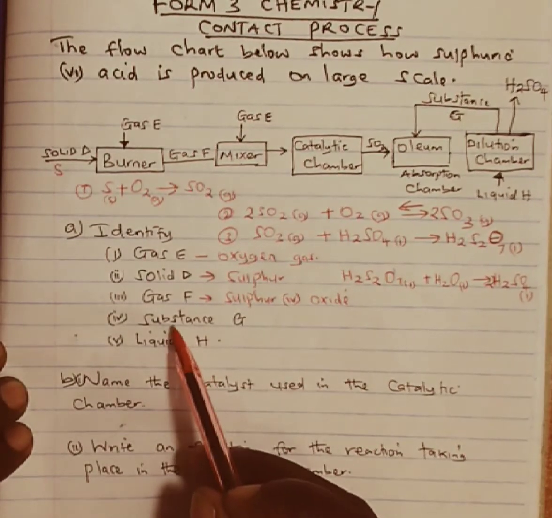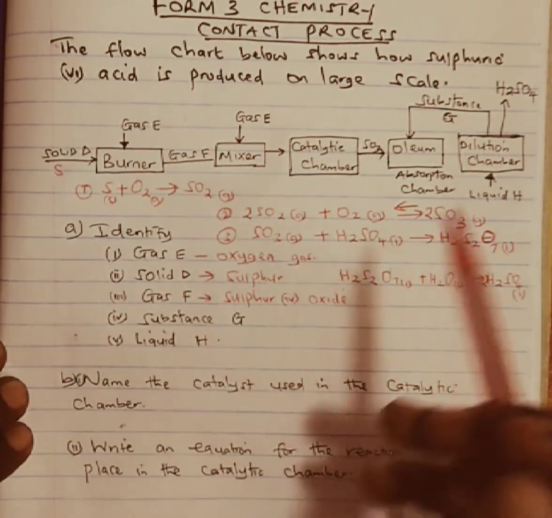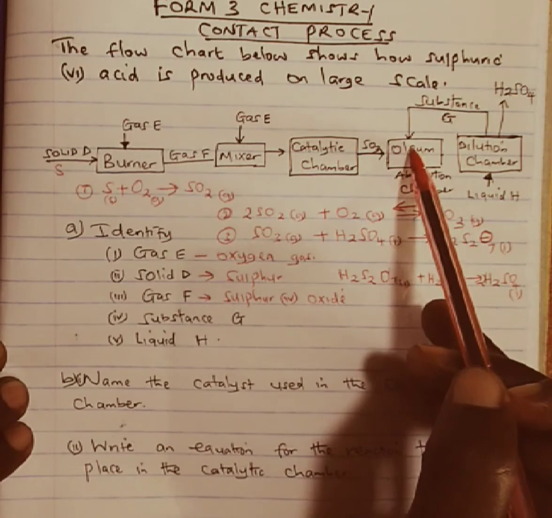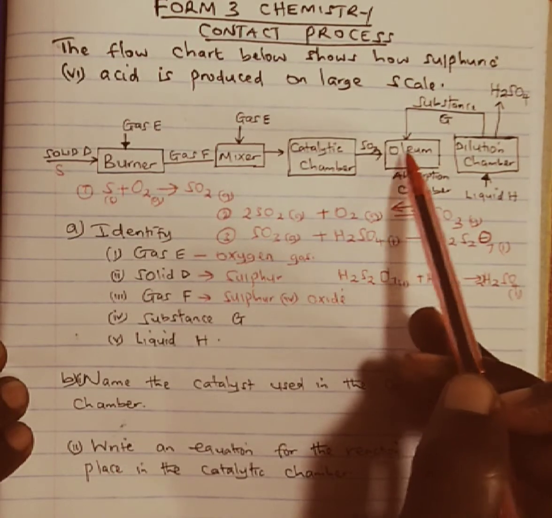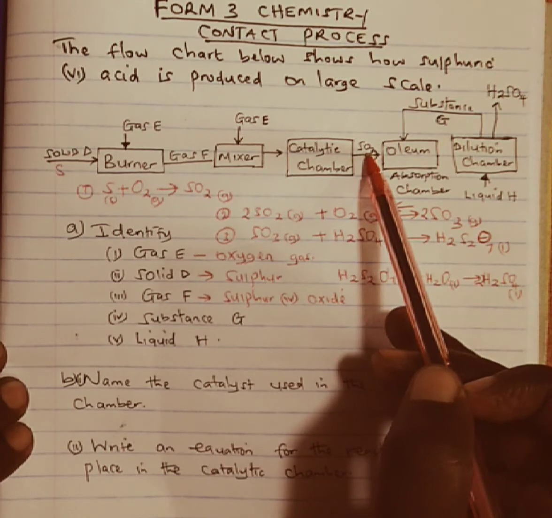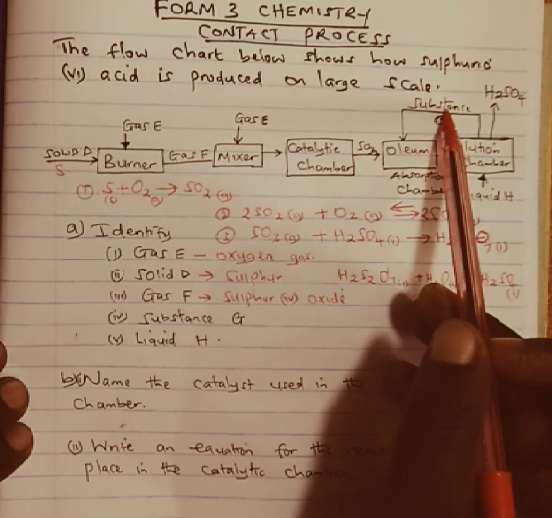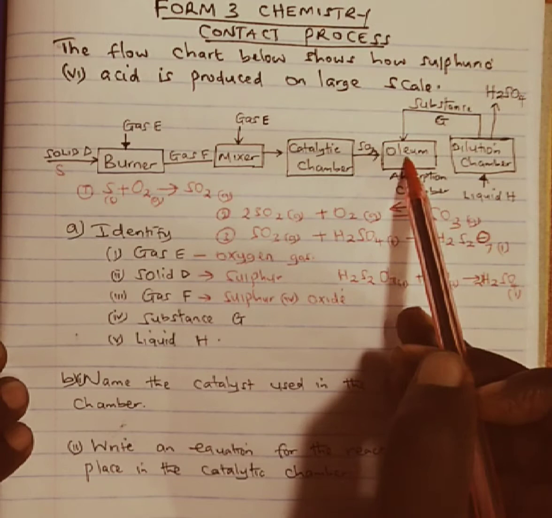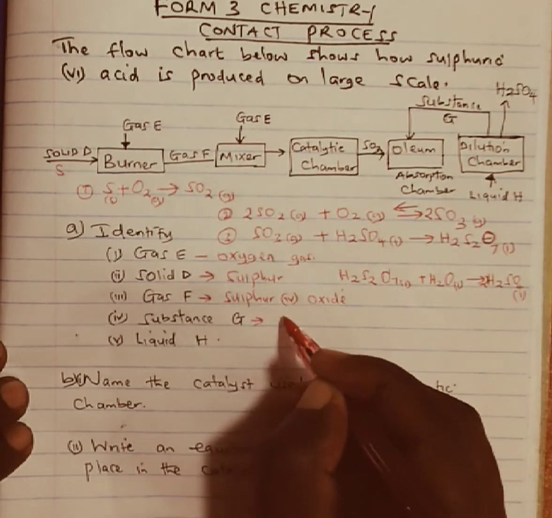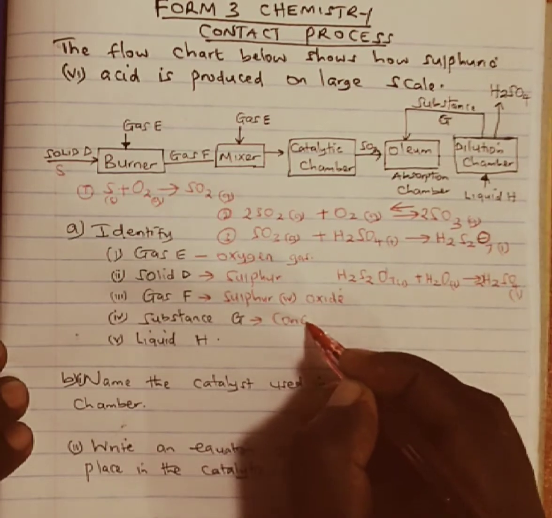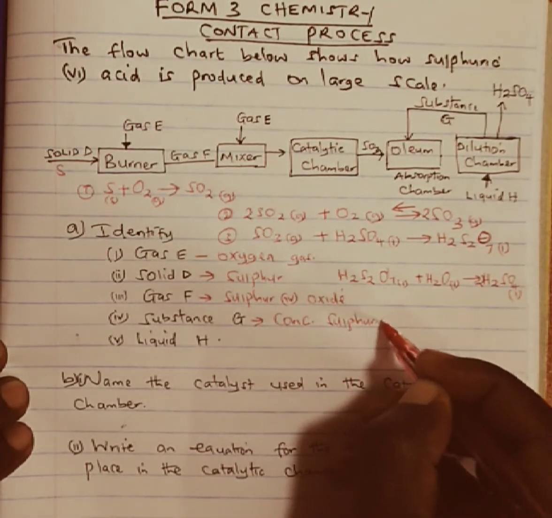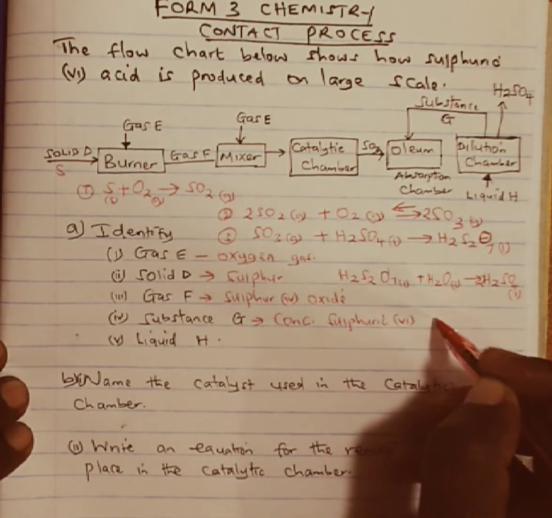Then we go and identify substance G. Remember, substance G is what is coming into the formation of oleum, and therefore when we take sulfur 6 oxide and dissolve it in substance G, we get oleum, and therefore substance G is going to be concentrated sulfuric 6 acid.